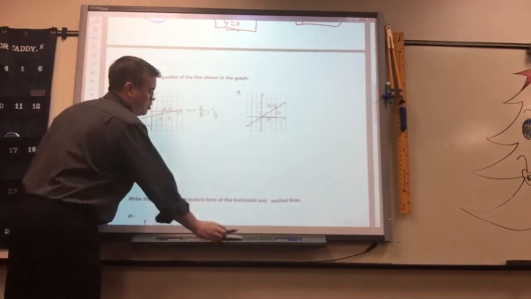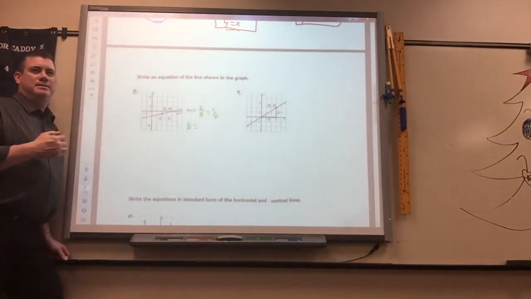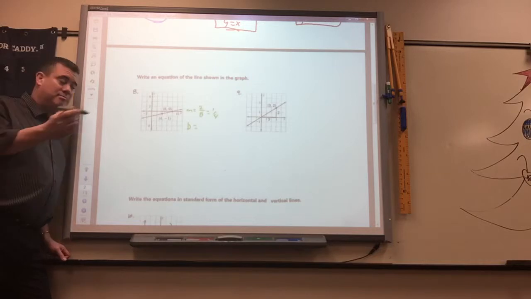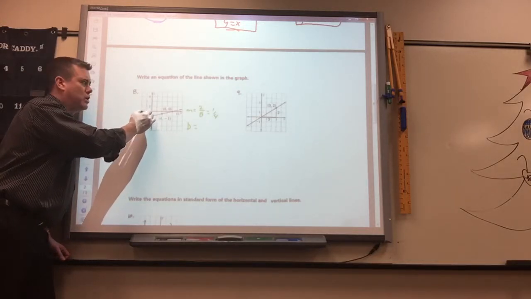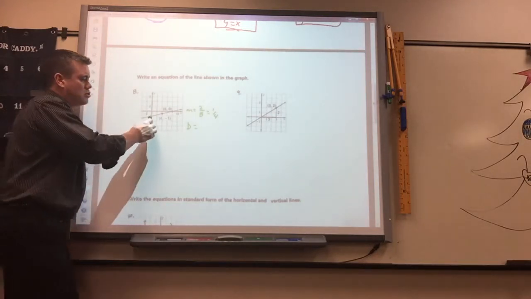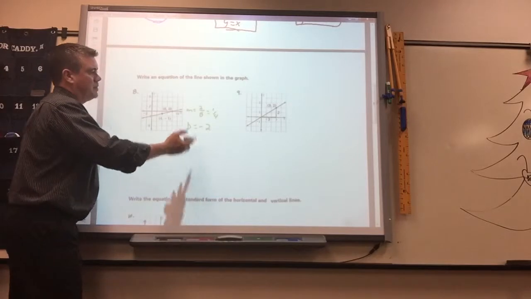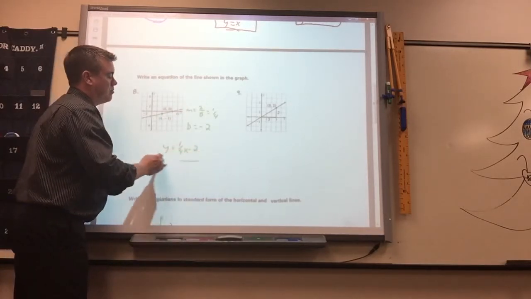And do you need to go through all the work to figure out what b is? No. Why not? It shows. It's right there. You can see it. b is just where it crosses the y-axis. That's why they call it the y-intercept. So b is negative 2. So then you can just write it y equals 1/4 x minus 2.